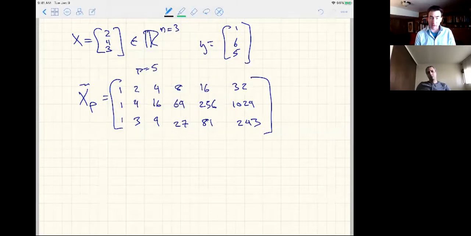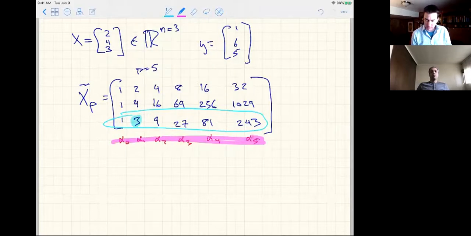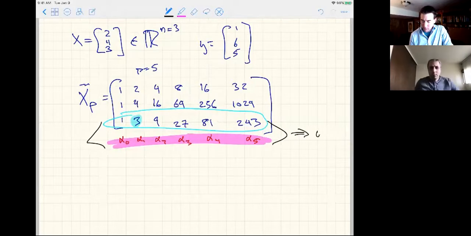So if I want to take a model on, this model is going to sit on top of here: alpha 0, alpha 1, alpha 2, alpha 3, alpha 4, alpha 5. So for any input value of x here, the first thing I do is expand it out into this row, and then I take the dot product with the model. The model is these parameters, which I'll learn with this special equation. The dot product between these two things will give me y hat, this prediction.